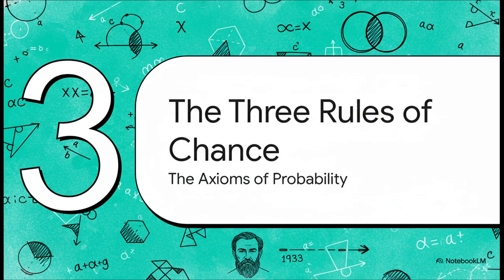All right, we've got our universe of outcomes, the sample space, and we've got our points of interest, the events. Now, we need the rules of the game. What are the fundamental laws that tell us how to assign probabilities to these events? Well, back in 1933, a genius Russian mathematician named Andrei Kolmogorov laid them all out. We call them the Axioms of probability.